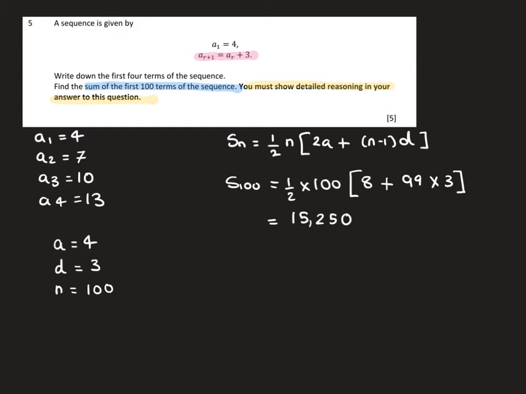Now, this is a question where they ask us to show detailed reasoning because it would be, in theory, feasible for somebody to work out 100 terms of the sequence and then manually add them together on a calculator. It would be a phenomenal waste of time, and it also doesn't show a very sophisticated understanding of mathematics. So that is included in the question to make sure that people understand and use this formula for the sum of n terms.